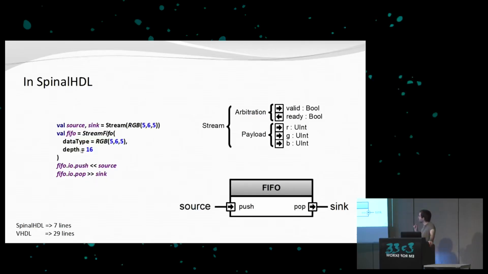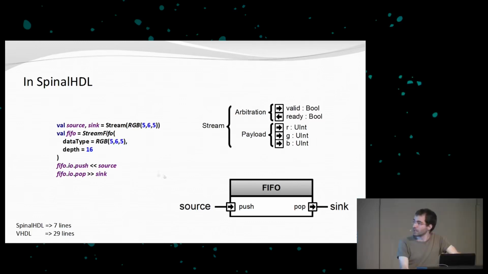You don't even need to bind things. Basically, you can directly access the IO of this FIFO by saying fifo.io.push, for example, to access this pair, or pop to access this pair. And here, for example, it's saying, I want to take my source stream, and I want to connect it in a fully asynchronous way, so direct connections in respect of signal direction, to the FIFO IO push port. And then here you say, I take the FIFO IO pop port, and I want to connect it to my sink. So first of all, from 29 lines of VHDL to 7 lines of SpinalHDL, it is good, but it could be better. Later we will see a better way.